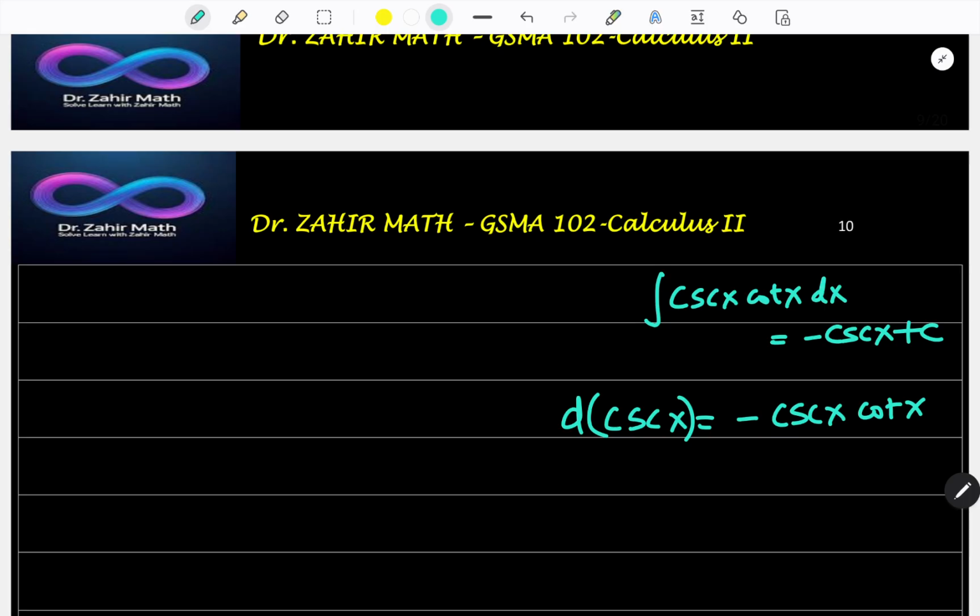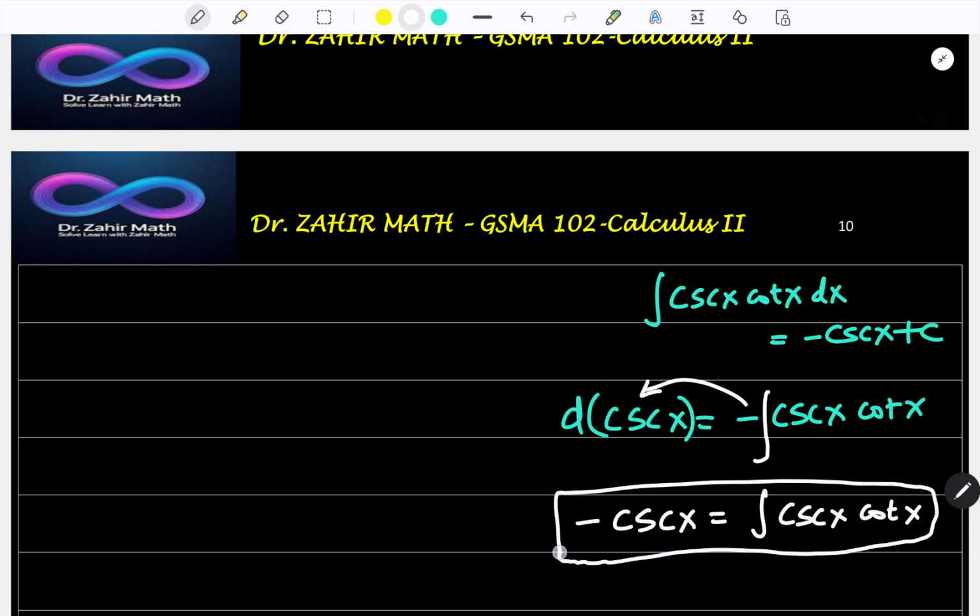I told you integration and differentiation, both of them are opposite twins, right? So suppose you integrate this one. What is the integral of cosecant x cot x? This minus goes to the other side, so this is minus cosecant x. So that is why I'm easily remembering this rule. If you're not remembering, please go back and watch the first video of this playlist.